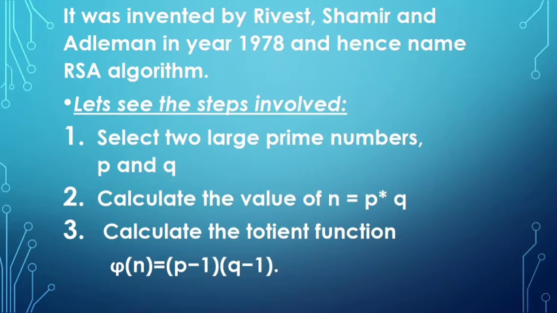It was invented in the year 1978 by Rivest, Shamir and Adleman. Hence it got the name RSA algorithm. Let's move on to the steps involved in the algorithm.